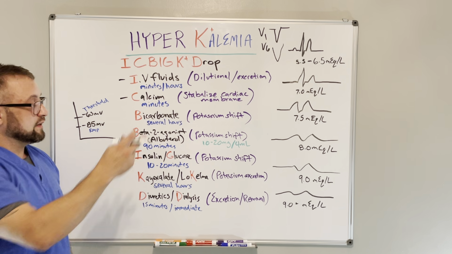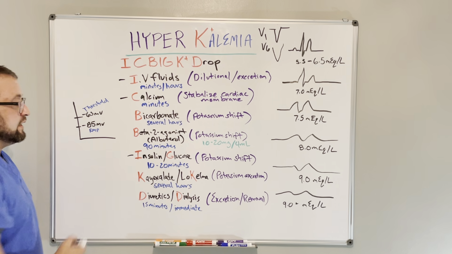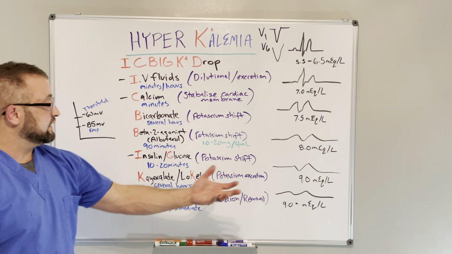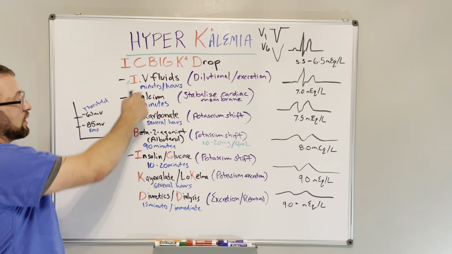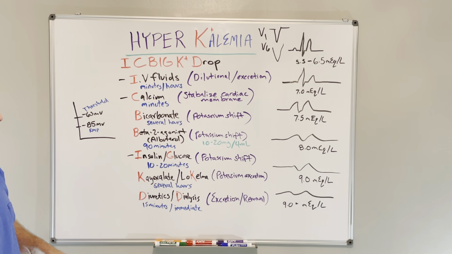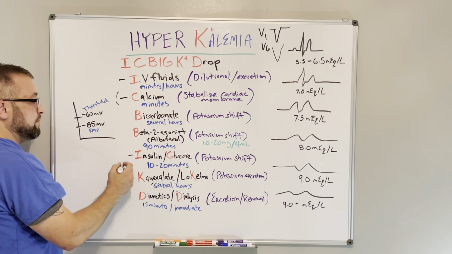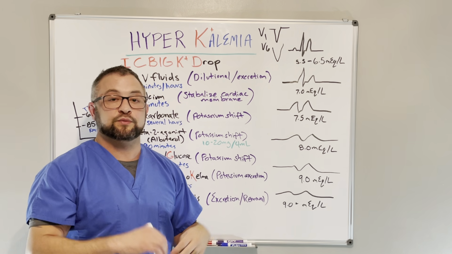The next one that works fast is we want to shift the potassium, and we know insulin helps shift potassium inside the cell. So not only does it help pull the glucose, it also helps pull the potassium in. This one also works in about 10 to 20 minutes, so this is very fast as well. So our calcium and our insulin, we want to give those immediately because this can progress very fast. We don't want to wait.